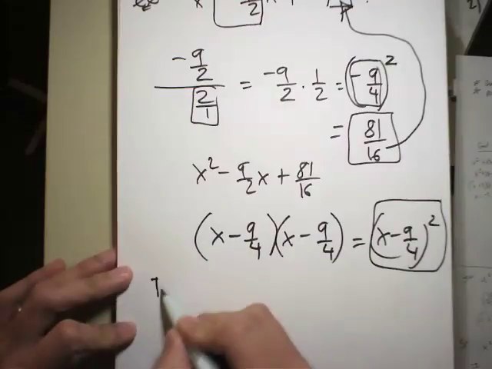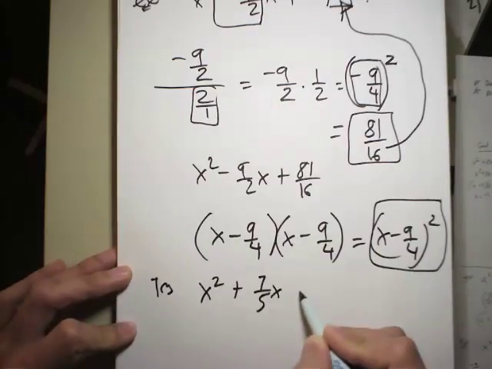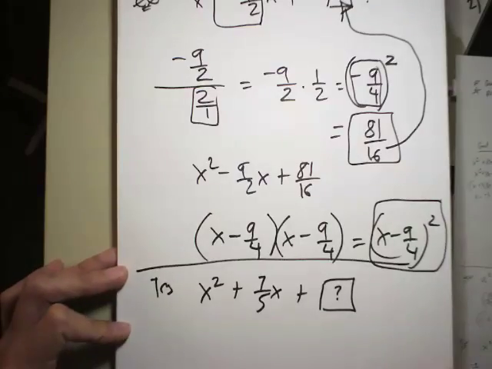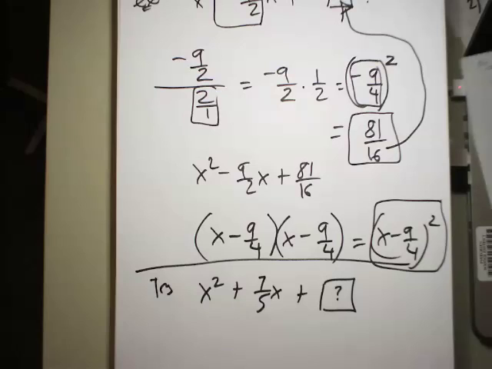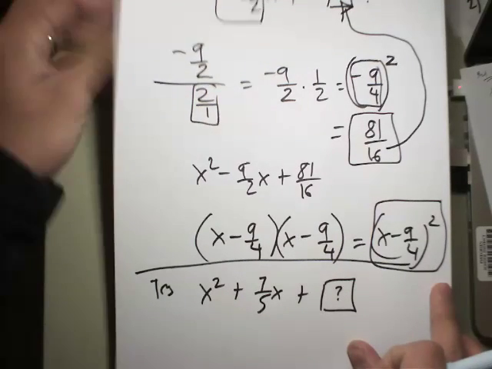So your turn to try this one, please. X squared plus 7/5 x plus blank. I want you to fill in that box to make it a PST. All right, let's go on to our next example involving an equation. So far we've done finding the PST via an expression.